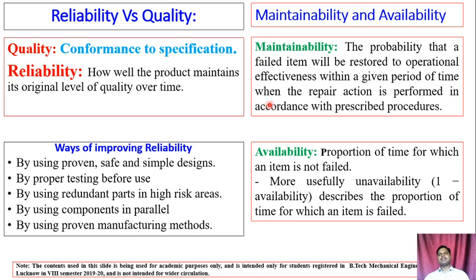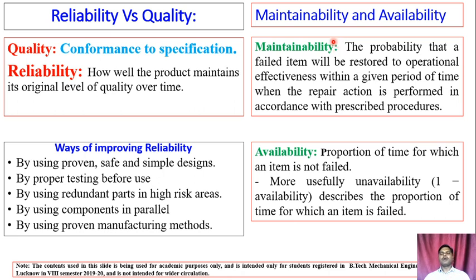We'll also discuss maintainability because some components are maintainable. Maintaining means bringing the product back into its original condition. Maintainability may be defined as the probability that a failed item will be restored to operational effectiveness within a given period of time when the repair action is performed in accordance with the specified procedures, right? So maintainability deals with products which are maintainable in nature. Some products are not maintainable.